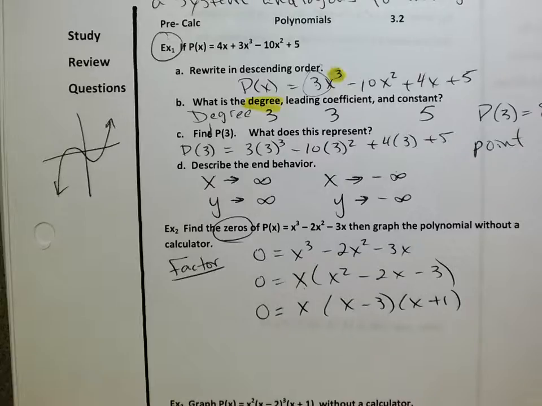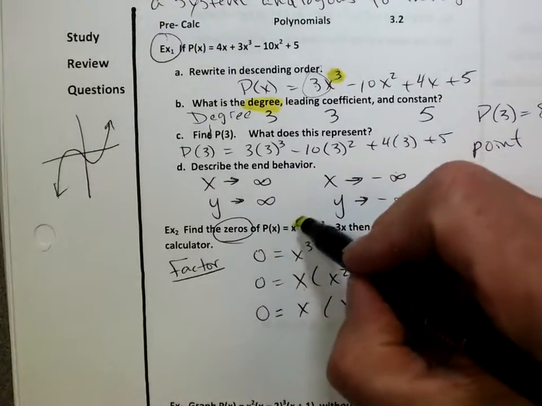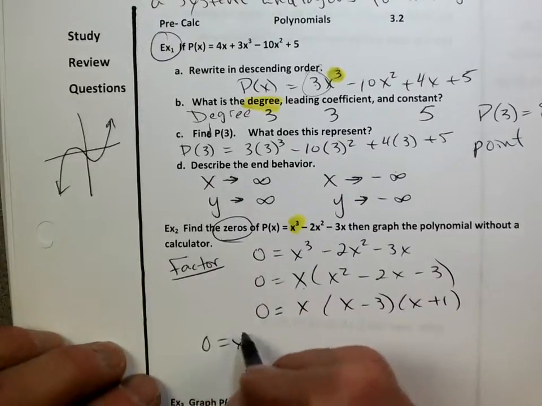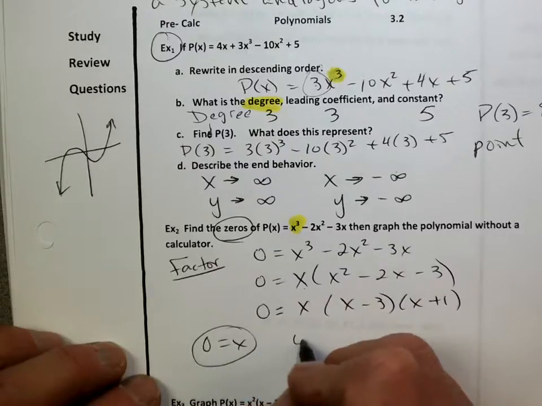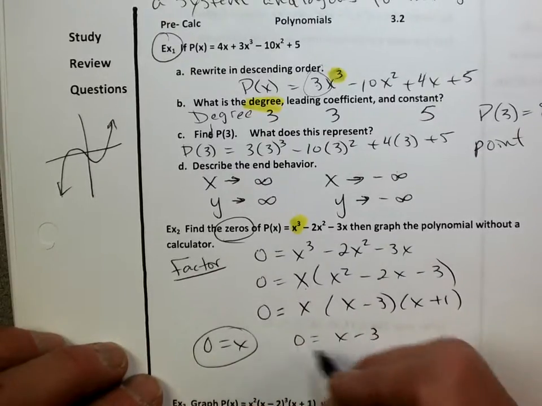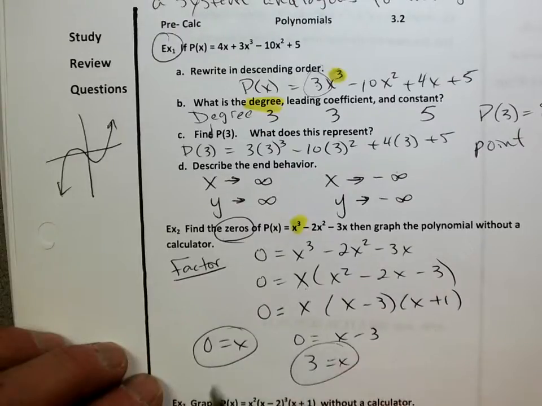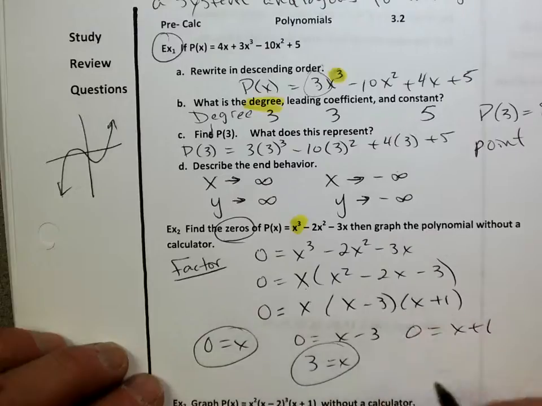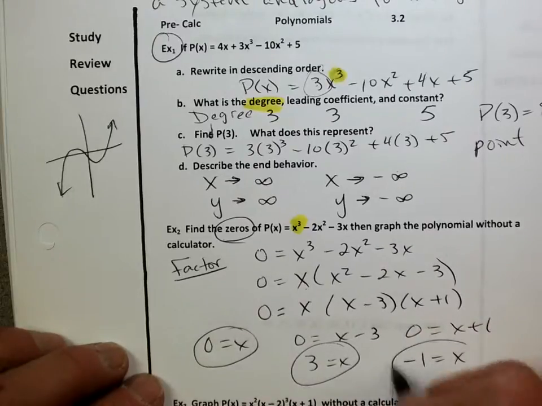I knew we were going to get 3 answers because I knew if it was x cubed, I'd have 3 answers. Okay, so now one answer is 0 equals x. That's an answer. The other is 0 equals x minus 3. Then if I add the 3, one answer is 3, right? And then 0 equals x plus 1, right? But if I bring over the 1, I get a negative 1, okay?